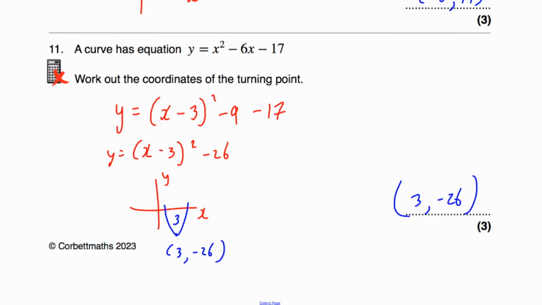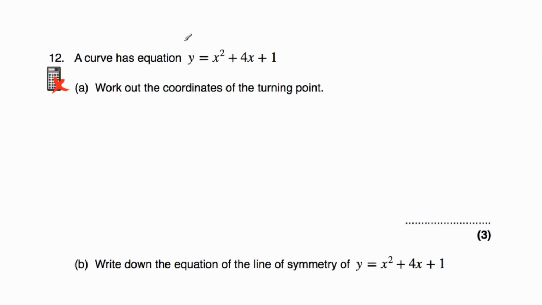And that's it. Okay, let's have a look at our next question. So question number 12. Question number 12 says a curve has got equation y equals x squared plus 4x plus 1. And we've been asked to work out the coordinates of the turning point. So y equals, and we'll do completing the square.